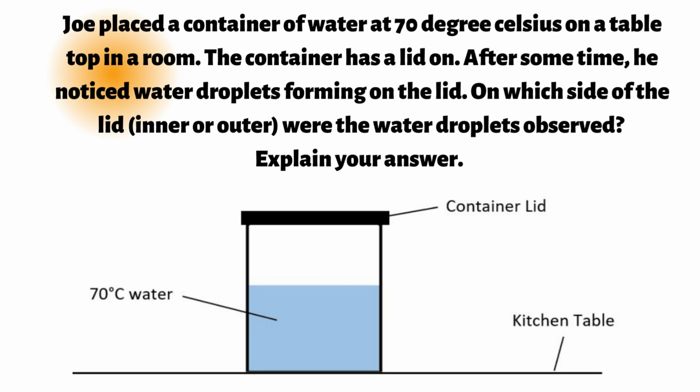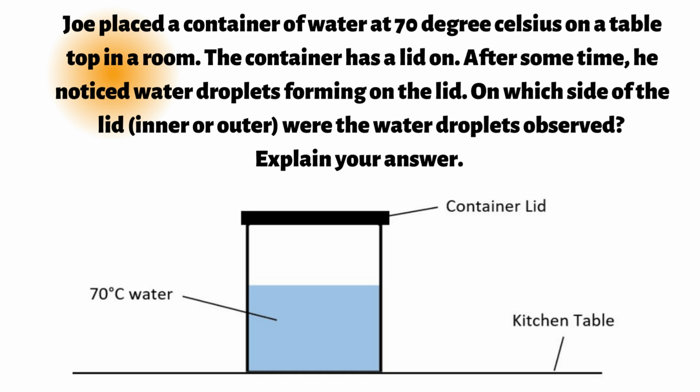Hello, everyone. Today we're going to discuss a very common science question. The question is something like this. If you look at the diagram, the question says Joe placed a container of water at 70 degrees Celsius on a tabletop in a room, and the container has a lid on. After some time, he noticed water droplets forming on the lid. On which side of the lid, inner or outer, were the water droplets observed?